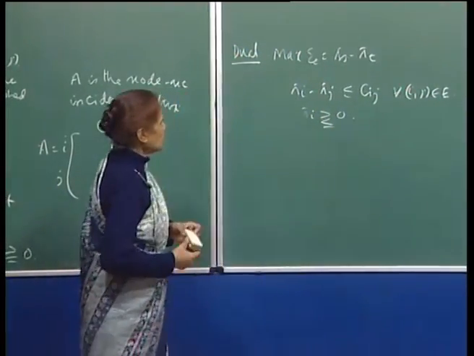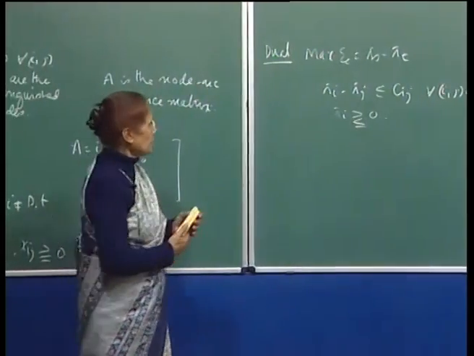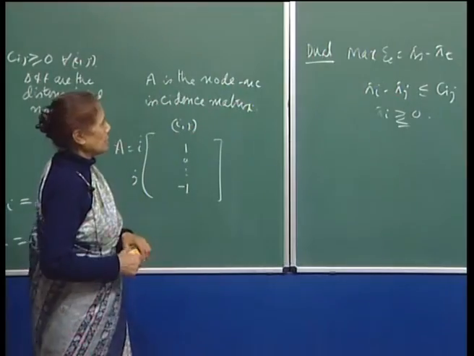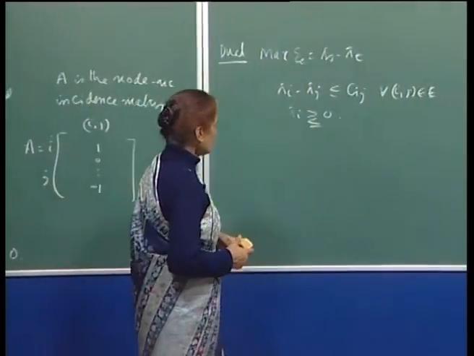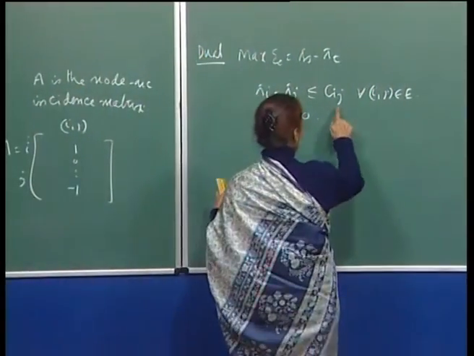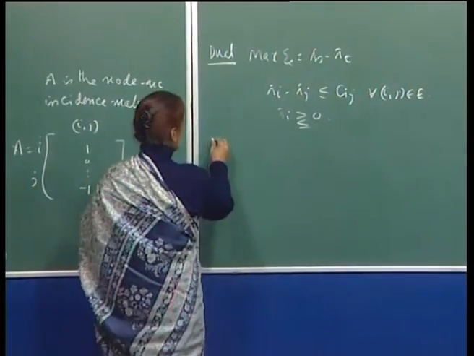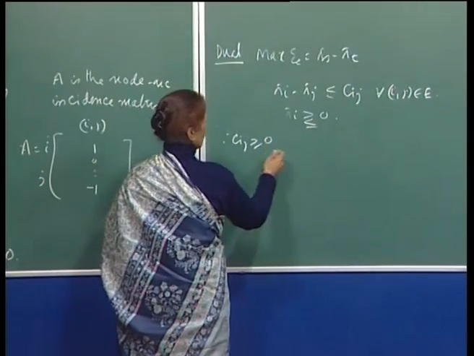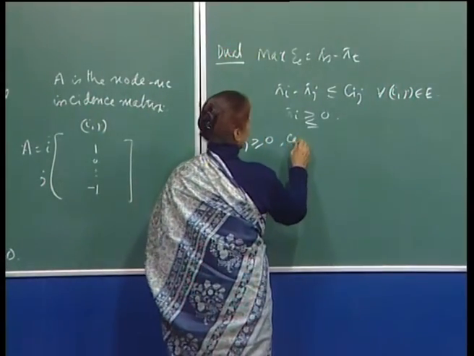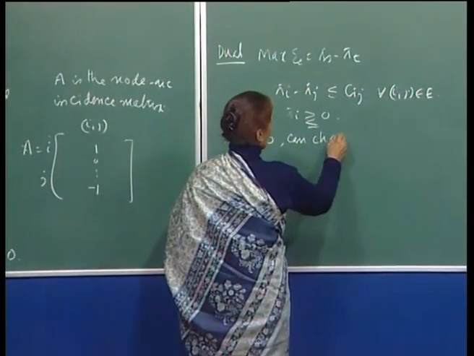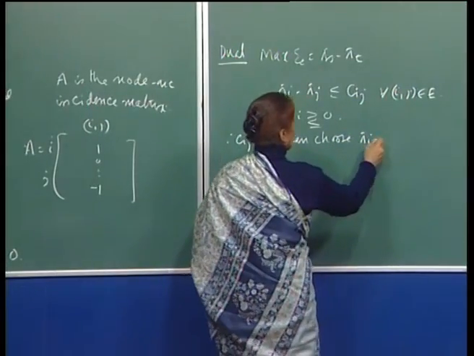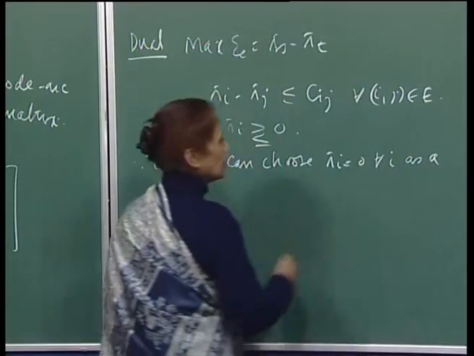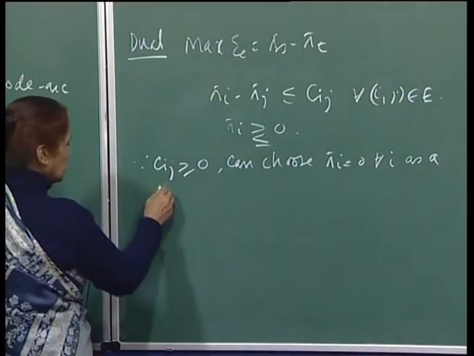Okay. So, this is your simple formulation of the dual problem, because any column has only 2 entries: pi i minus pi j. Now, since the C_ij's are all non-negative, that is, C_ij is greater than or equal to 0, we can choose pi i equal to 0 for all i as a starting dual feasible solution.